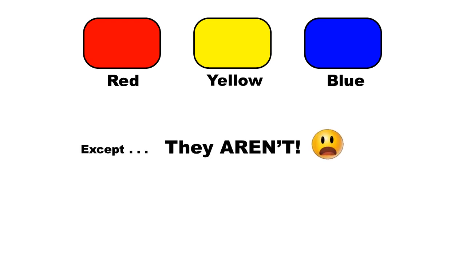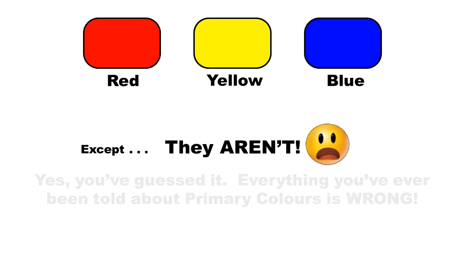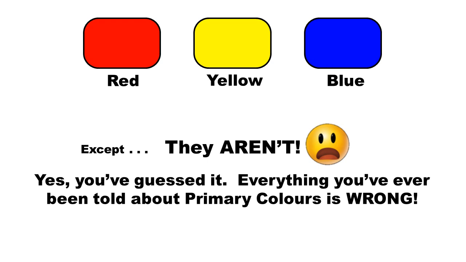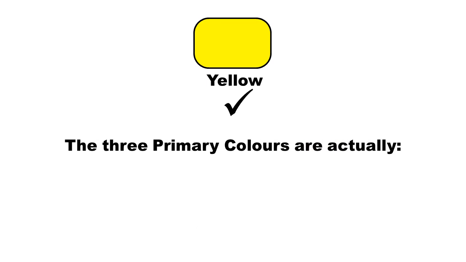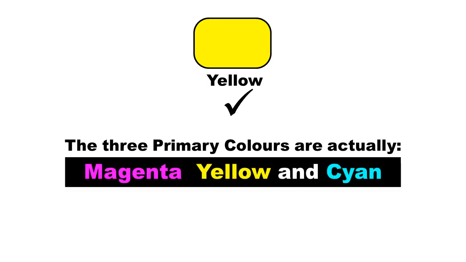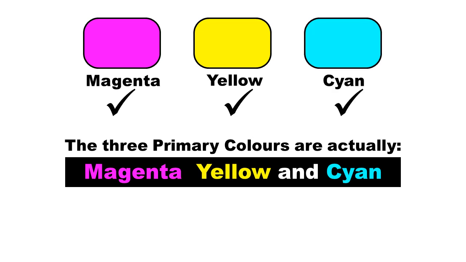Except they aren't. Yes, you've guessed it. Everything you've ever been told about primary colours is wrong. Well, almost everything. Yellow is a primary colour, but red and blue aren't. I suppose 1 out of 3 isn't bad. The 3 primary colours are actually magenta, yellow and cyan.